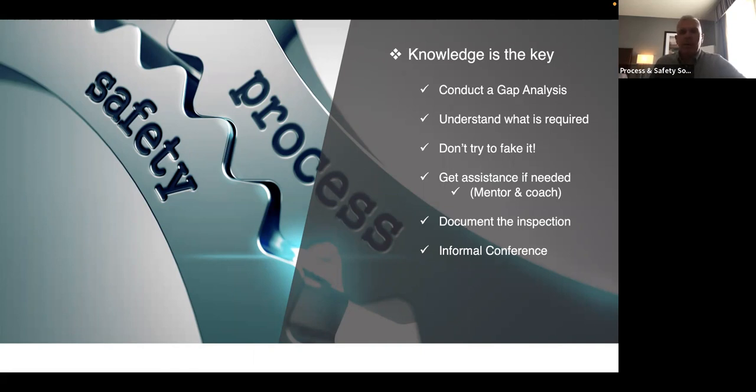Remember, knowledge is not faking it. So if you don't know what you need to do, don't fake it. Everybody can see right through that quickly, especially a seasoned compliance officer with OSHA, and that really never ends well for you either. Get assistance if needed. There are a lot of people out there.